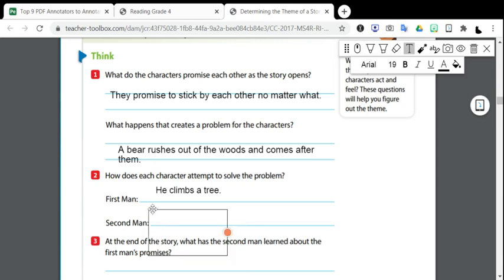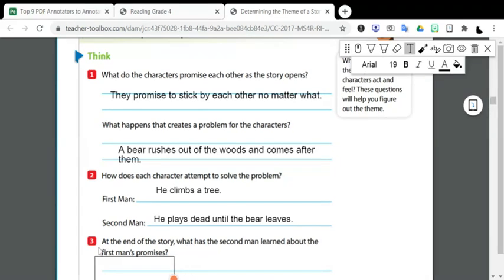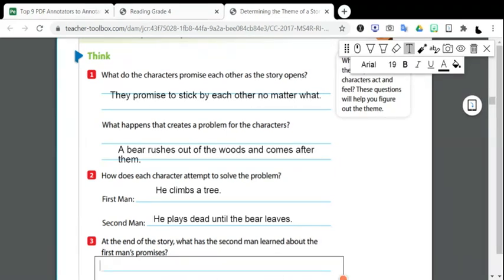Okay, let's start with he climbs a tree. And the second man, he plays dead. Let me try to fit that in at the bottom here. He plays dead until the bear leaves him.